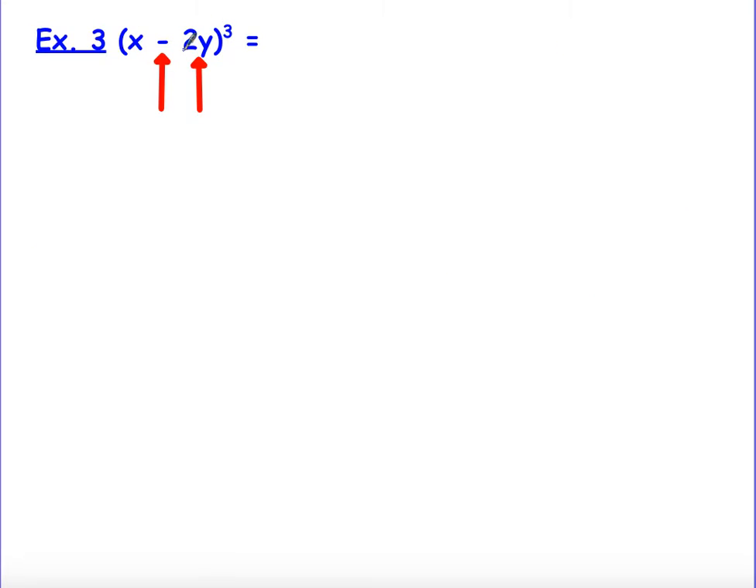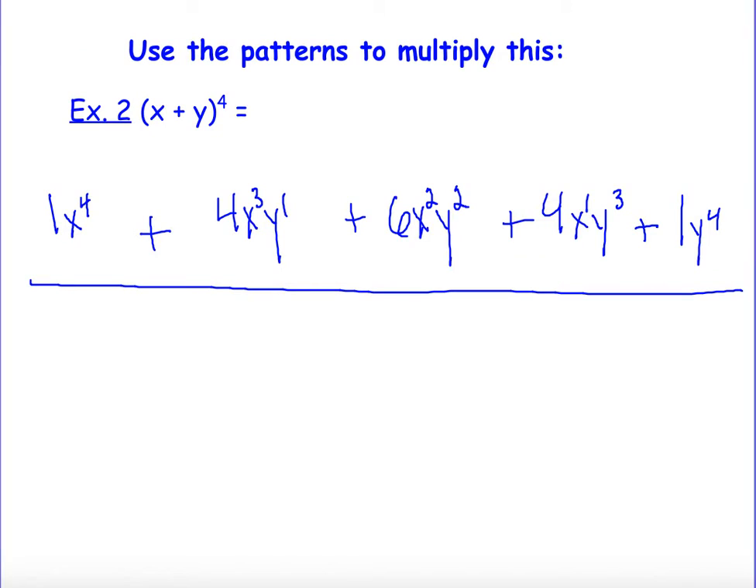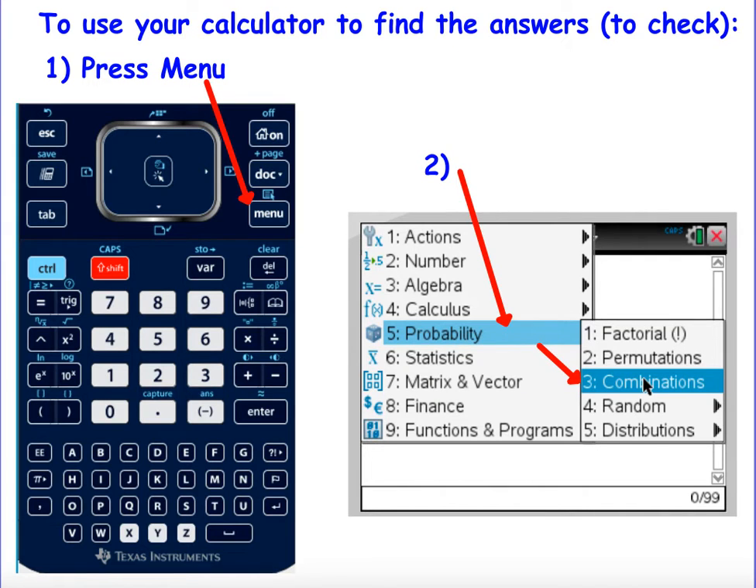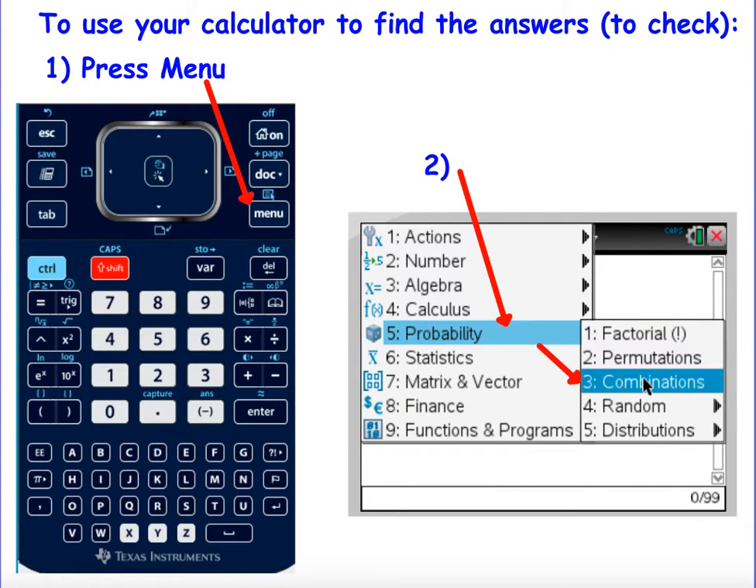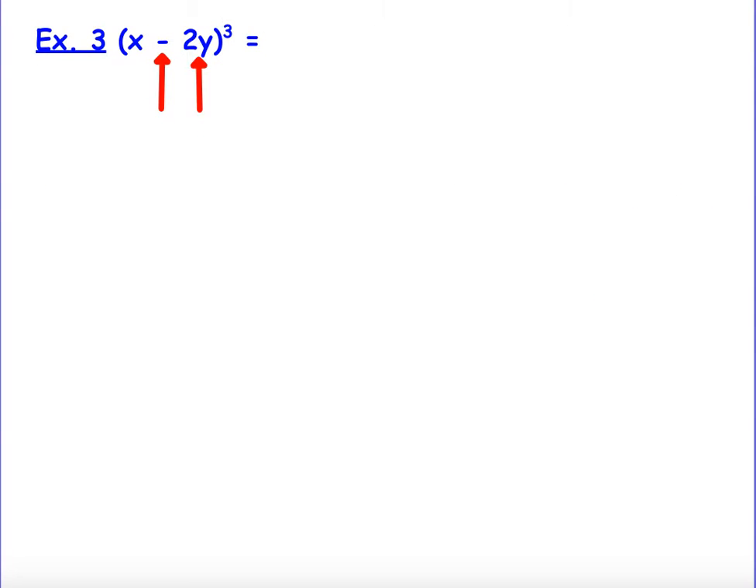Now, what happens when there's a minus and there's a 2 here? So far, all of our coefficients for these problems have been 1. Well, we're going to actually do the exact same thing. So if we go to the 3rd row, if I go back a few pages again, my 3rd row is 1, 3, 3, 1. So that's what I'm going to start with. That hasn't changed. So I'm going to write 1, 3, 3, 1.